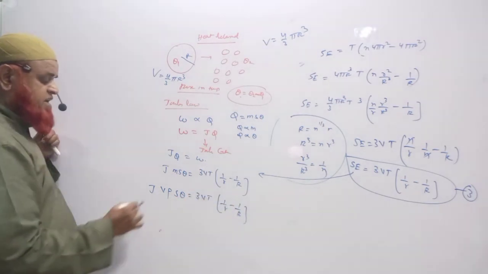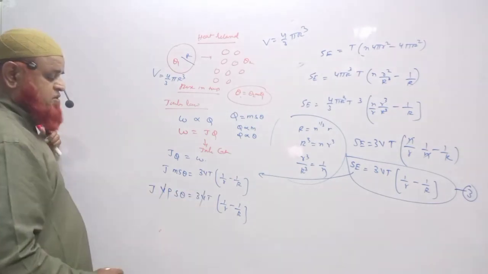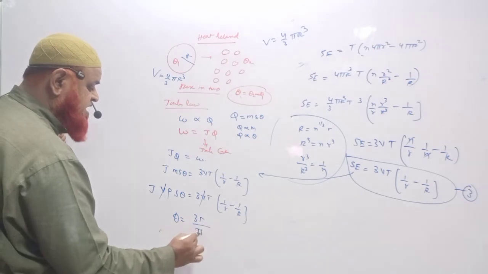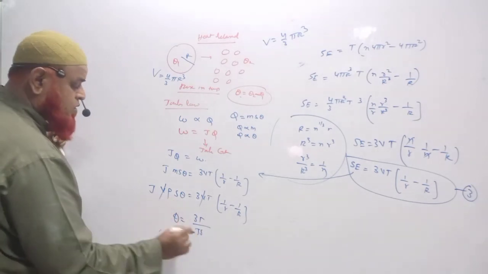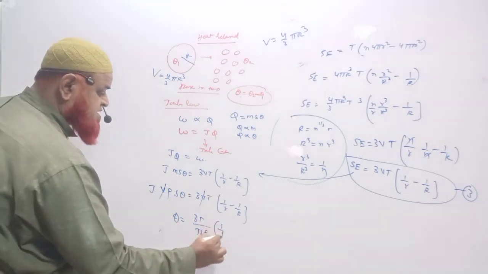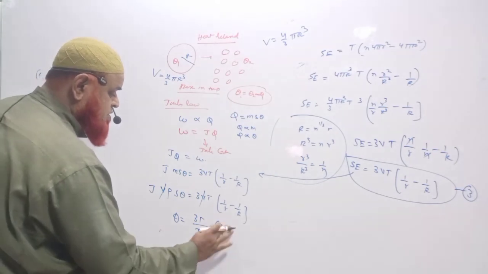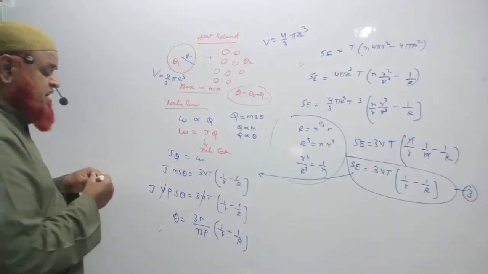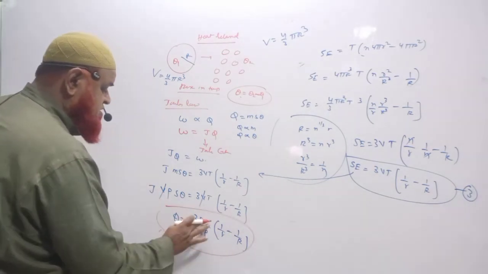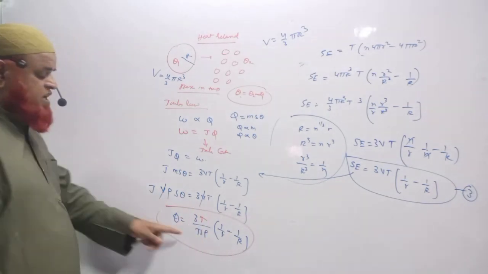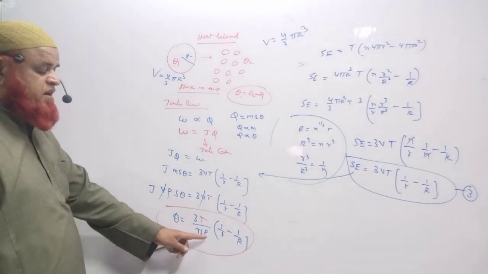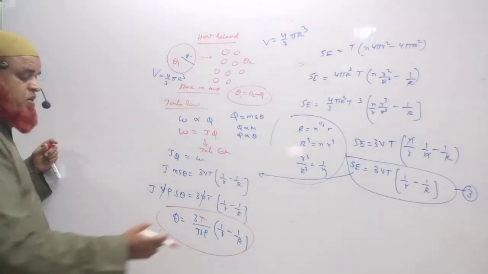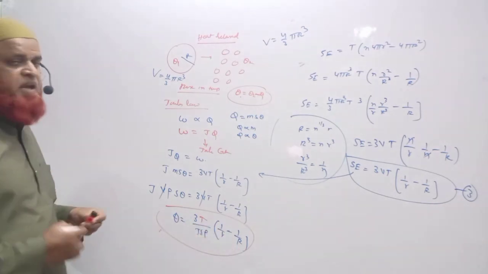What is going to be cancelled here? The volume is going to be cancelled. So theta is equal to 3T by J s rho (1 by small r minus 1 by capital R). This is the formula for the rise in temperature. Here T is surface tension, J is called Joule's constant, S is specific heat, and rho is the density of the water drop.